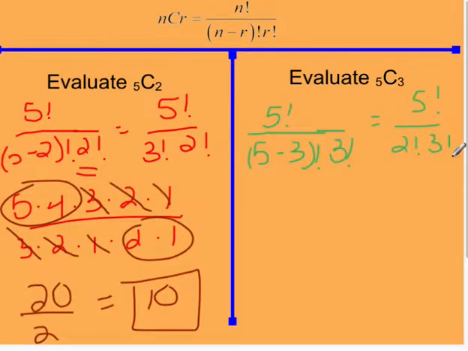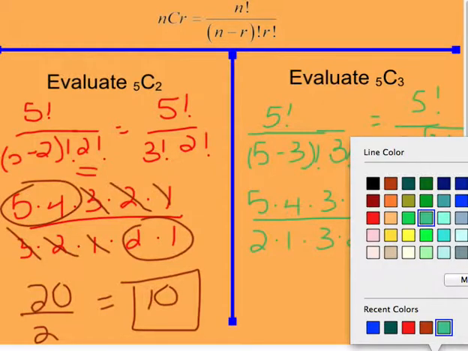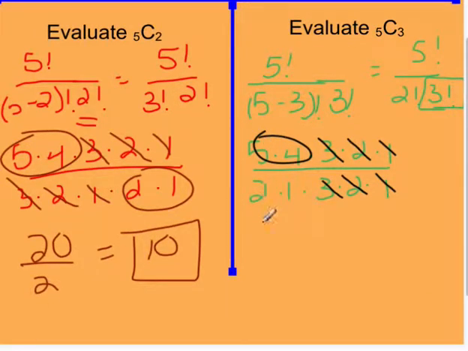So then on top, I'm going to have 5 times 4 times 3 times 2 times 1. And on the bottom, I'm going to have 2 times 1 times 3 times 2 times 1. So in this case, it ends up that that's the bigger factorial. So I just figure out whichever the bigger factorial is, and that's what I'm going to cancel out. So I'm going to go ahead and cancel out 3, 2, 1 on both the top and the bottom. Then on top, I'm left with 5 times 4, which is 20, and I'm dividing by 2 times 1, which is 2. 20 divided by 2 is 10.